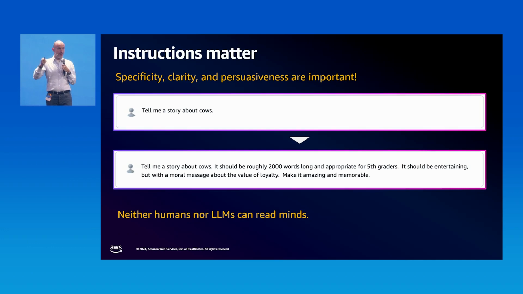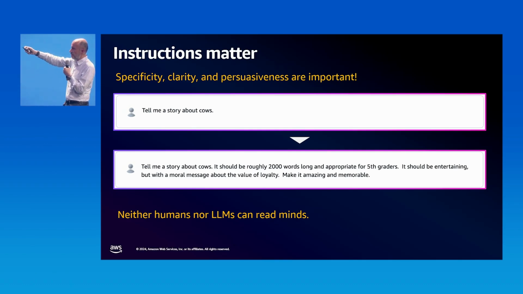So instructions matter. And when you put together your own prompts, think about clarity and specificity. Here are 2 ways of prompting. One way is, "Tell me a story about cows." But there are so many ways you could tell a story about cows. Or you can be much more specific and clear.